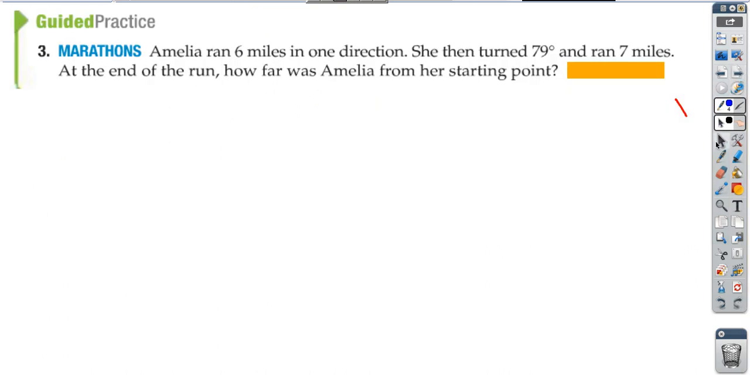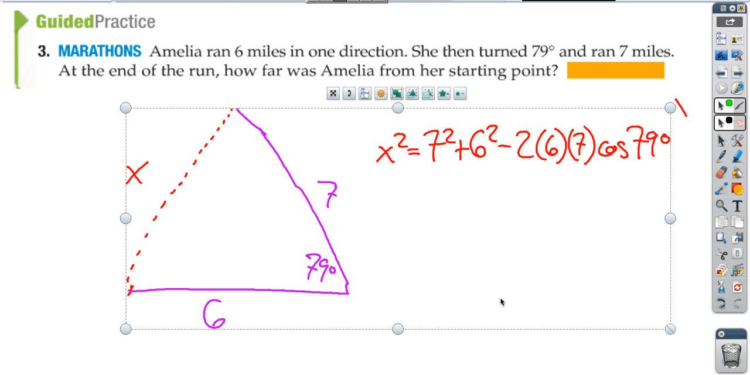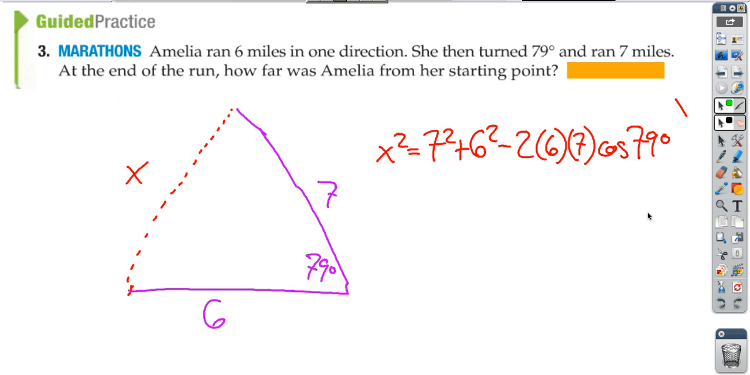Sometimes they won't give you a picture, which they didn't right here, so this is a marathon example. Just want to show you how to set that up. So it says she ran 6 miles in one direction. Doesn't really matter which direction, but let's say this is our starting point right here at the blue. So she's running 6 miles this way. She turns 79 degrees. She goes 7 miles that way. How far was she apart?